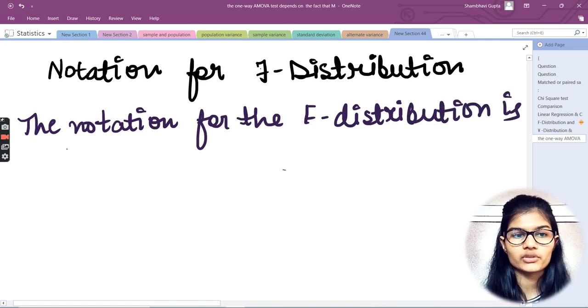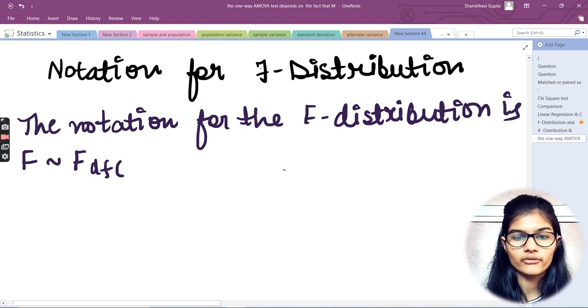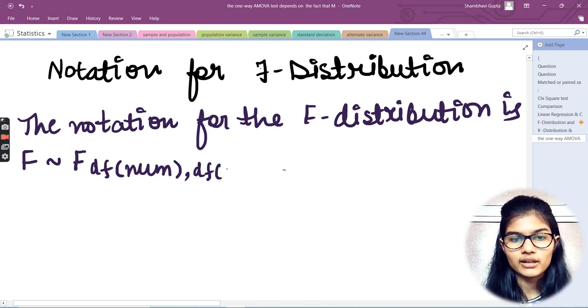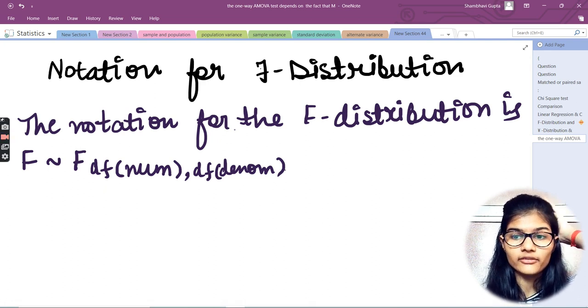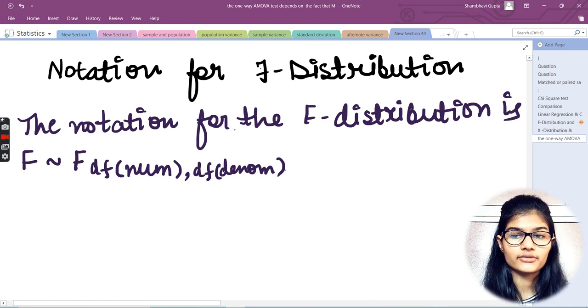What's the notation for the F distribution? That is F approximately equal to F. In the subscript we have DF, that's the degrees of freedom. Here we have numerator, putting a comma, and again we have degrees of freedom, and next the denominator, denom. Fine. So this is the notation for the F distribution: F approximately equal to F of DF, where the first DF is the numerator and the second DF is the denominator.